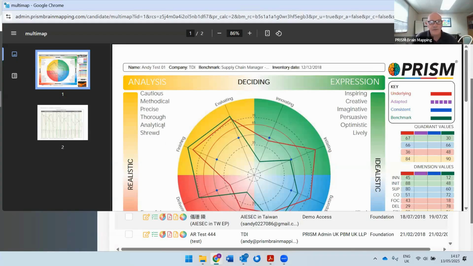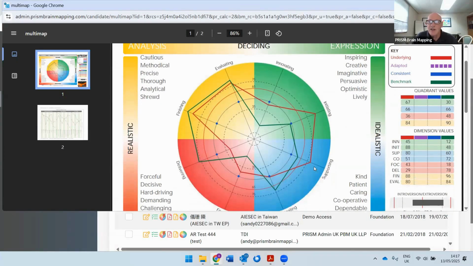Okay, so let's have a look at this. Benchmark is in green. Benchmarks are always in green. The candidate at this stage is in the underlying line, so that's in red. Now, generally, I would use the underlying line for recruitment if the candidate is coming from another business.